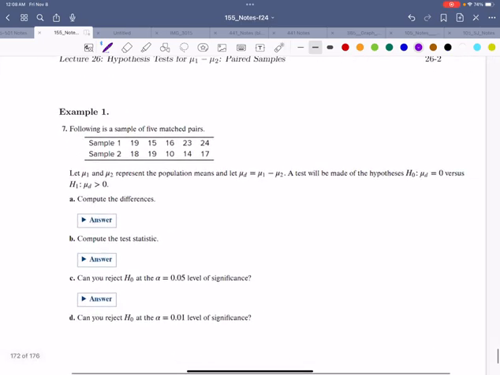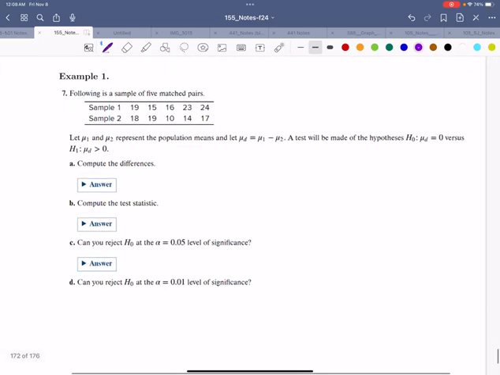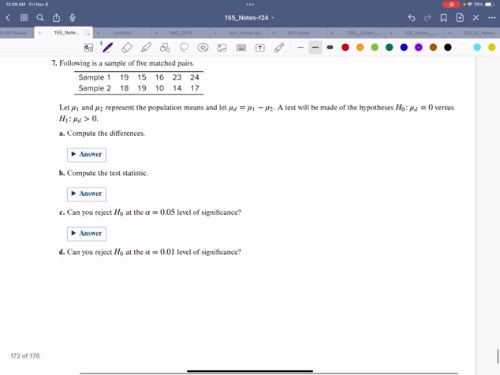So anyway, here's a sample of 5 matched pairs. Let's answer these questions. First, we compute the differences. We don't really need Minitab for that, we can just do that. So part A, tacky to draw an arrow, but I'm just going to do that right there.